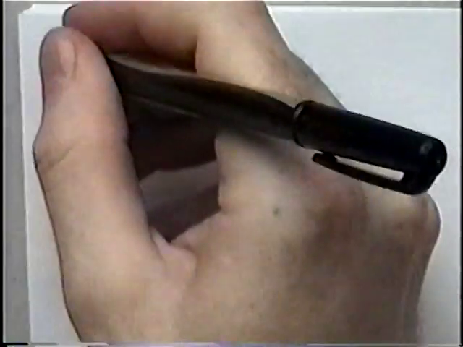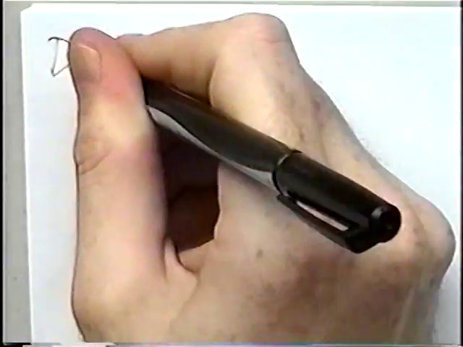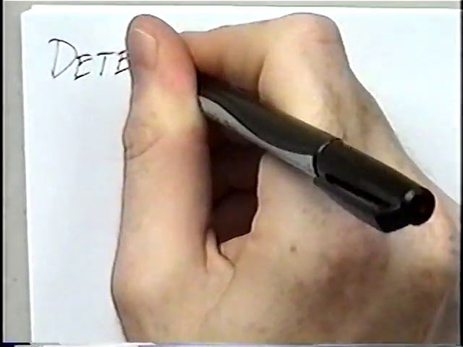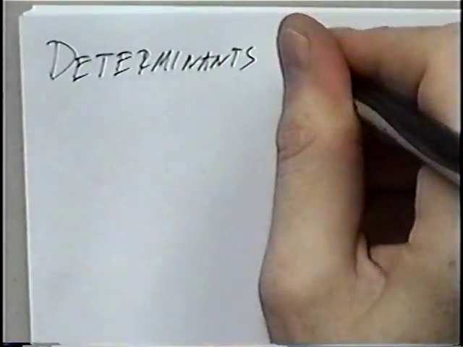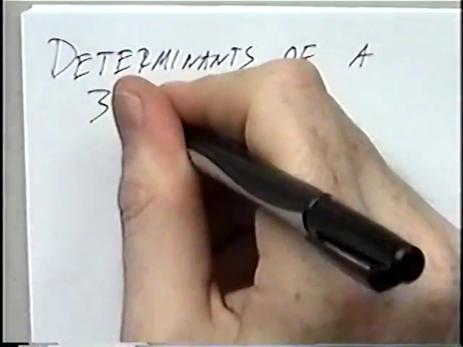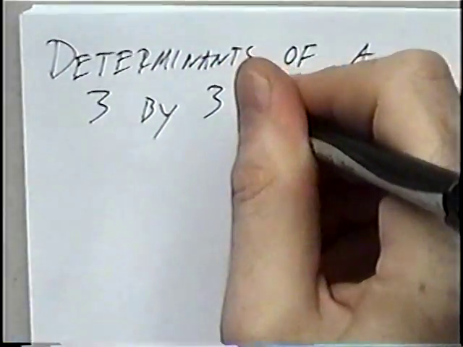Title of the next section is Determinants of a 3 by 3 matrix.